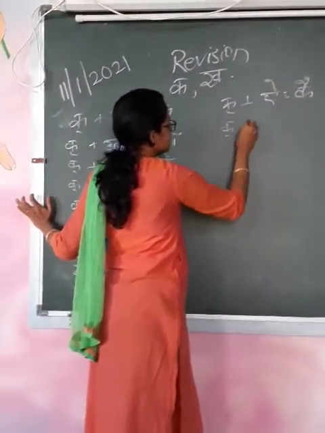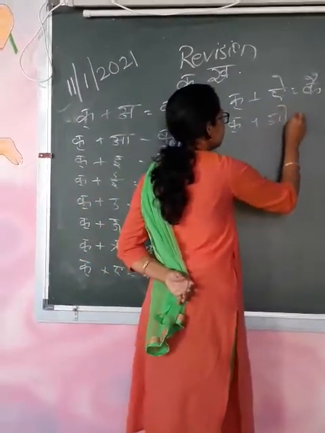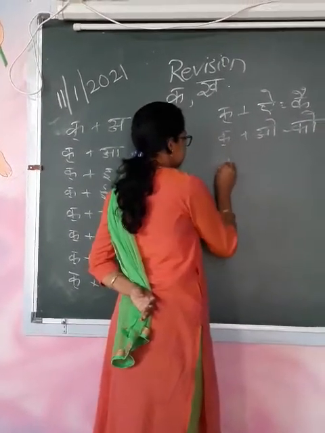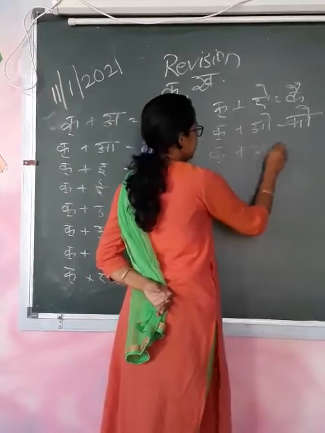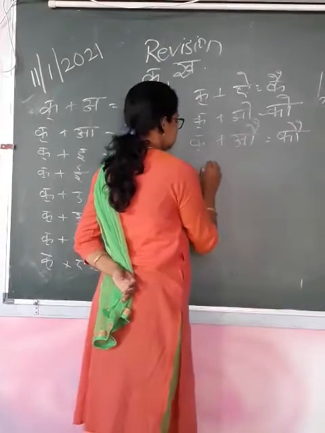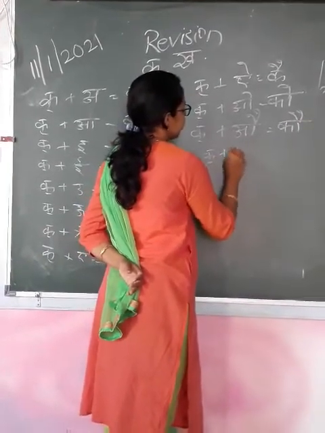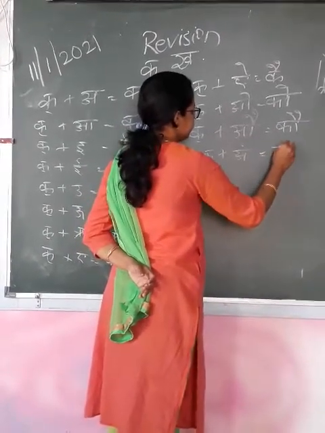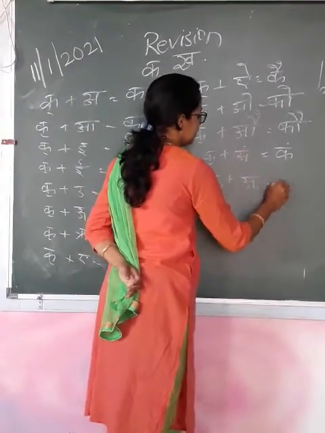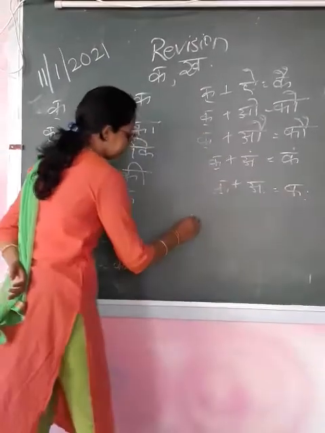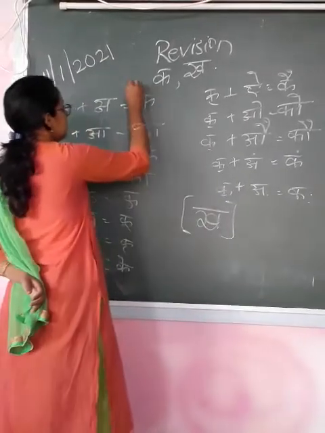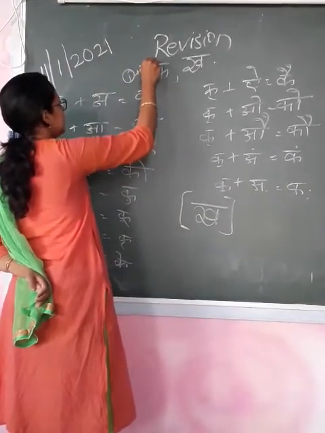क प्लस ओ की मात्रा को. क प्लस औ की मात्रा कौ. क प्लस अम की मात्रा कम. एंड क प्लस आहा की मात्रा कहा. The same you have to write with kh. K and kh revision is one time. One time you have to write in your Hindi notebook. Okay.